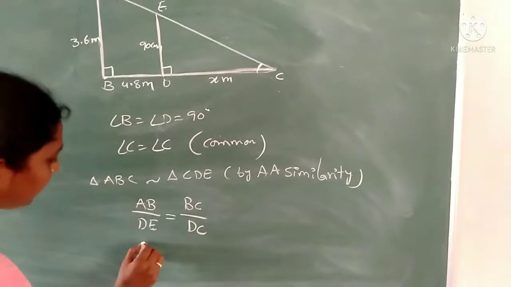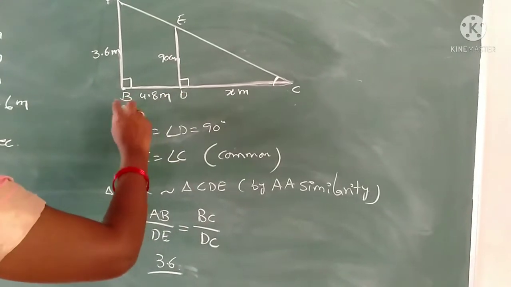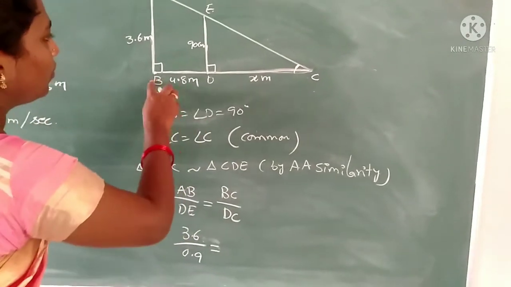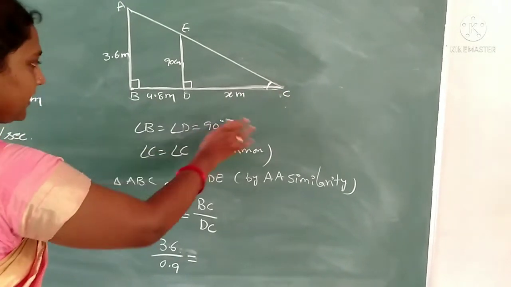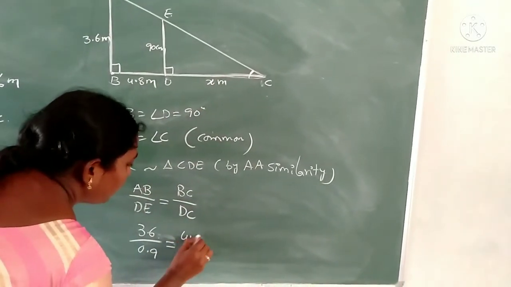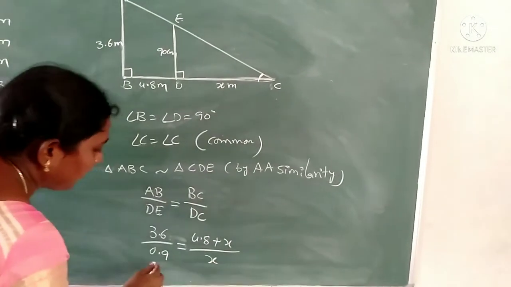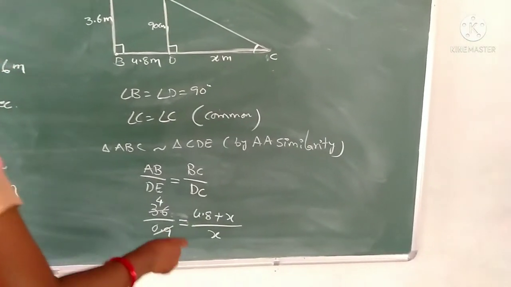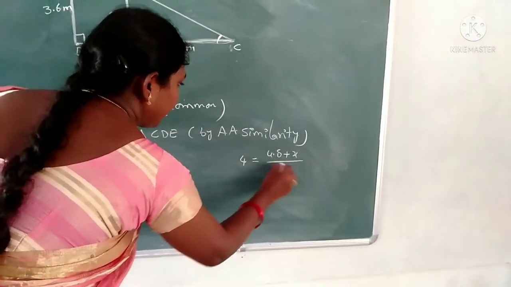AB value is 3.6 meters, DE value is 0.9, equal to BC value. BC means BD plus DC, so BC is 4.8 plus x, and DC is x. Cancel 0.9: 3.6 by 0.9 is 4. So we write 4 equals (4.8 plus x) by x.